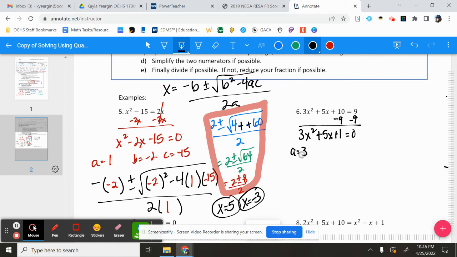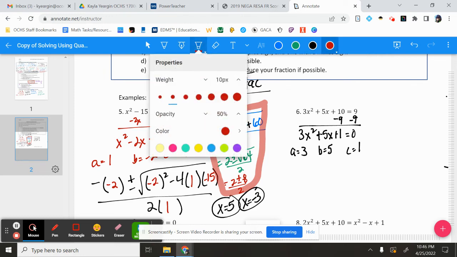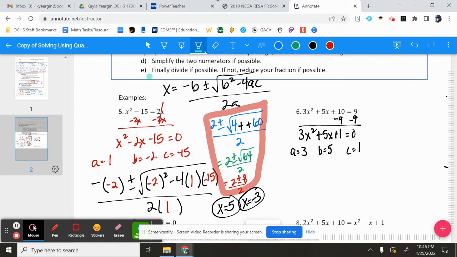My a value is 3. My b value is 5. And my c value is +1. Come back to my formula, which is here. We want to make sure we always use this. Again, if you can't memorize this, or you don't want to memorize this, it is on the formula sheet. So you just click on formula sheet, go to quadratics, find the quadratic formula.